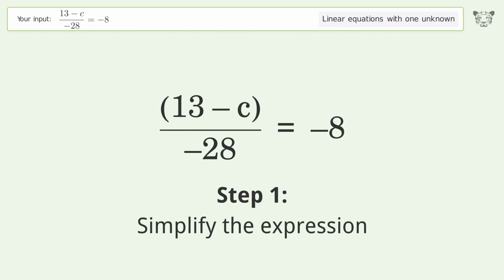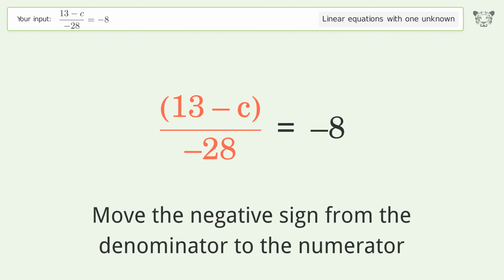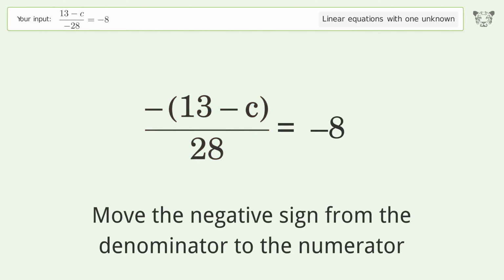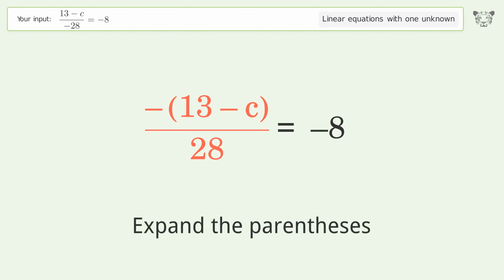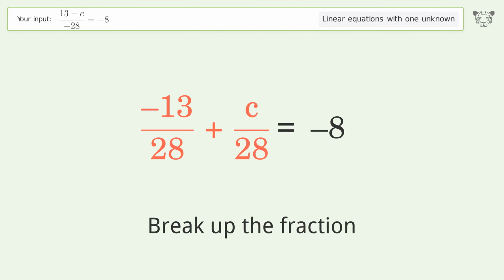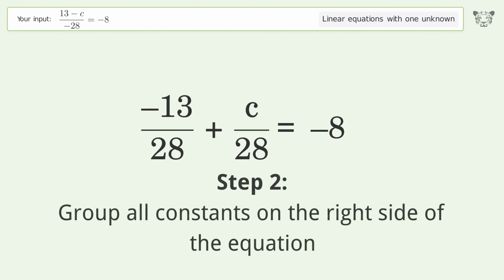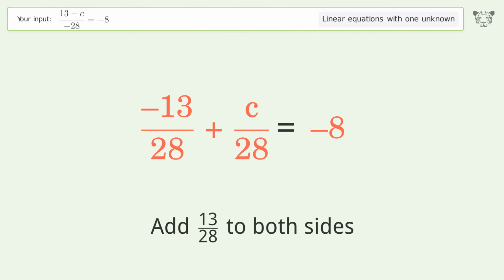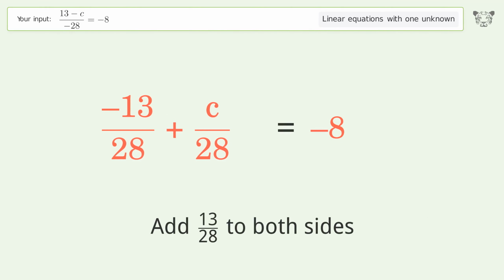Simplify the expression. Move the negative sign from the denominator to the numerator. Expand the parentheses. Break up the fraction. Group all constants on the right side of the equation. Add 13/28 to both sides.